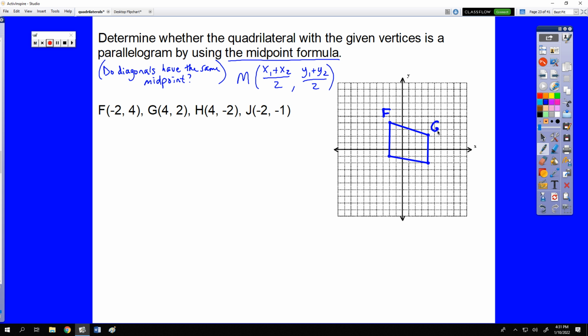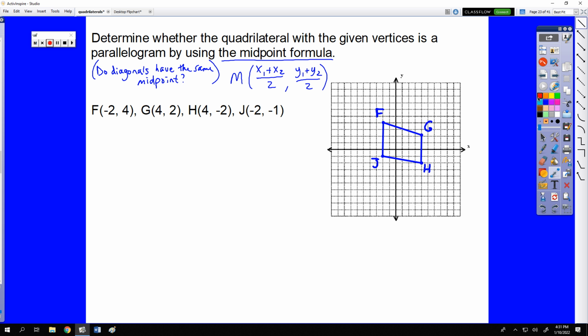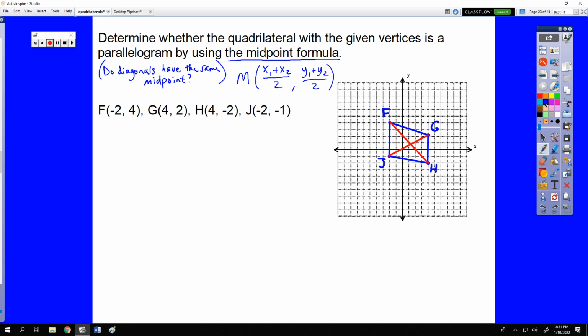So we have here F, G, H, and J. We are checking the midpoints of the diagonals. So we're going to do the midpoint of FH and the midpoint of JG. And if those are the same point, then we have ourselves a parallelogram. And if they're not the same point, then we don't. So we start with the midpoint of FH, which is one of our two diagonals. Remember that to find that, we're going to do x1, y1, x2, y2 on F and H, and we're going to plug those into the midpoint formula, which says we add the x's, divide by 2, add the y's, divide by 2.